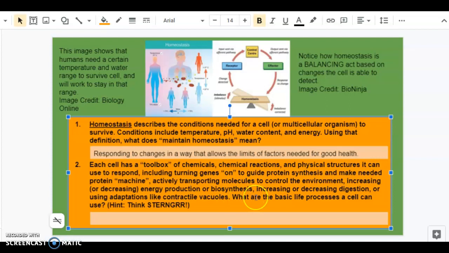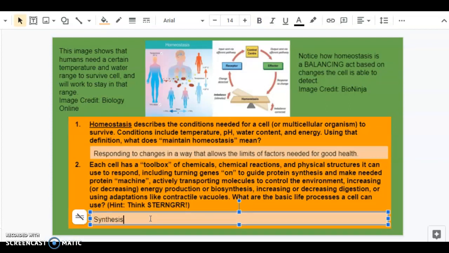What are the basic life processes that a cell can use? To help you, don't forget the acronym STIR and GIR. Do you remember it? The S stands for synthesis, the T for transport, the E for excretion, the R, there are three of them, we'll do respiration first, then the N for nutrition, the G for growth and development. Then we have two more R's, and they are regulation and reproduction.